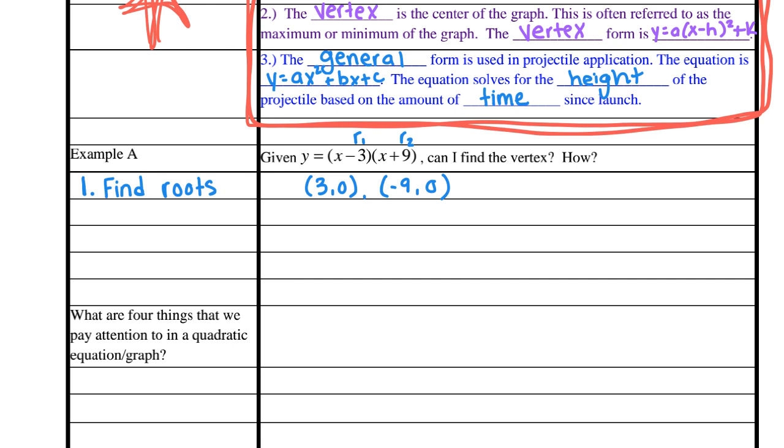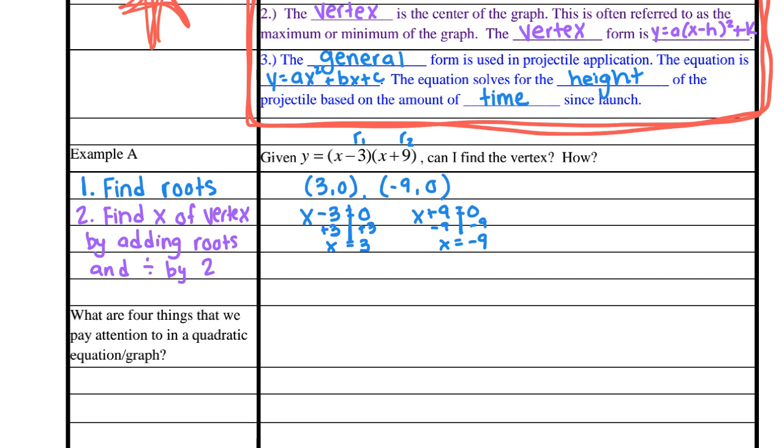If you were ever unsure, remember you can also take that x minus 3 and set it equal to 0, and also the x plus 9 and set that equal to 0, and then solve. So then you should get that x equals 3, and subtracting the 9, you'd get that x equals negative 9. So either way, you should find 3 and negative 9 as your roots. Step 2, find the x value of your vertex by adding your roots together and dividing them by 2. So our roots are 3 and negative 9, so 3 plus negative 9, and then we're dividing that by 2, which would be negative 6 divided by 2, or negative 3.